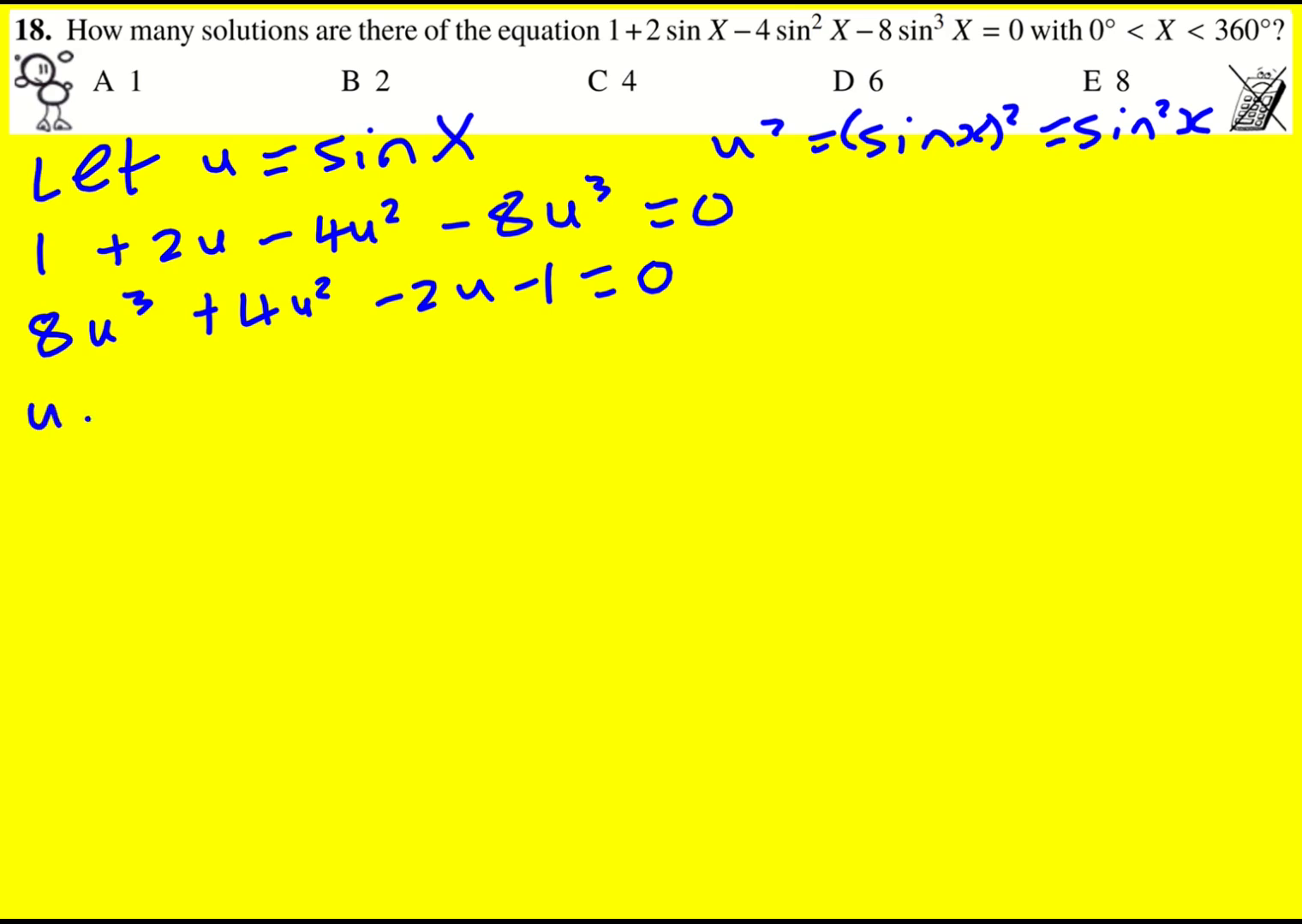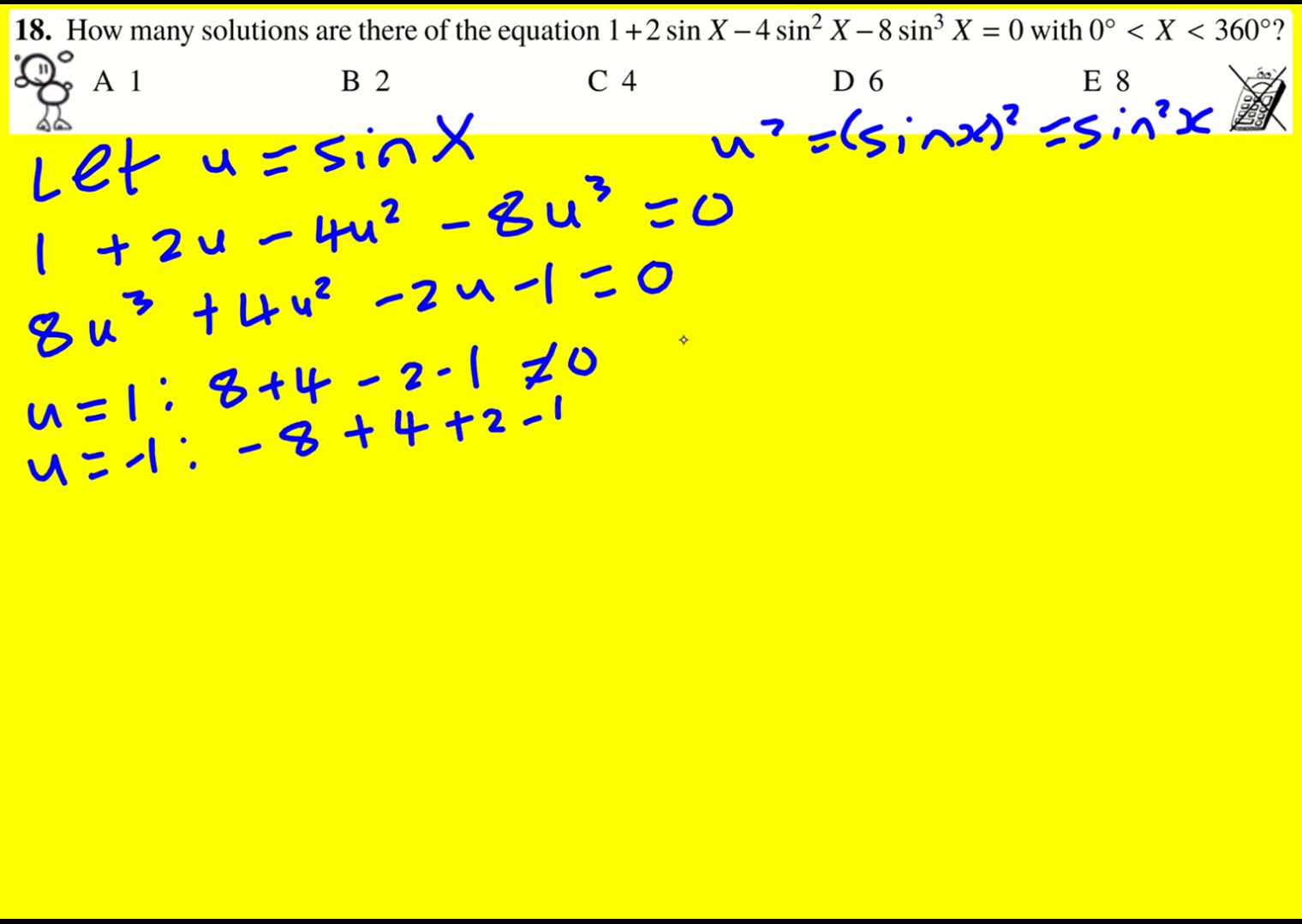So you might think, right, I'm going to try u equals 1, and then we'd get 8 plus 4 minus 2 minus 1. There's no way that's going to equal 0. Okay, it's got to be minus 1. So then we get minus 8 plus 4 plus 2 minus 1. And actually, that is not 0 either. Normally, I tell people, right, it's got to be one of those factors. It's just got to be to make it work. But actually, in this case, it doesn't.